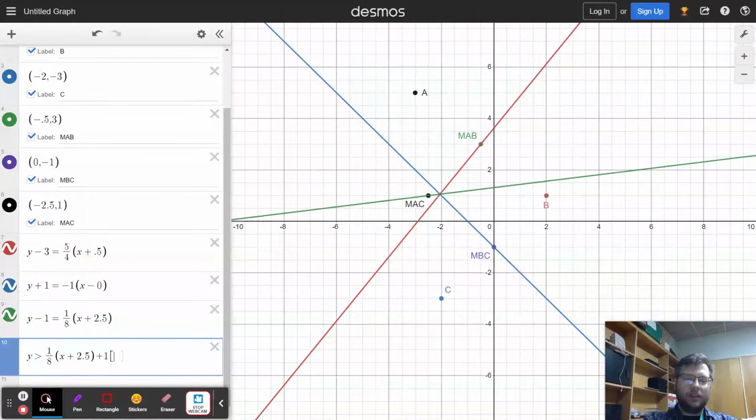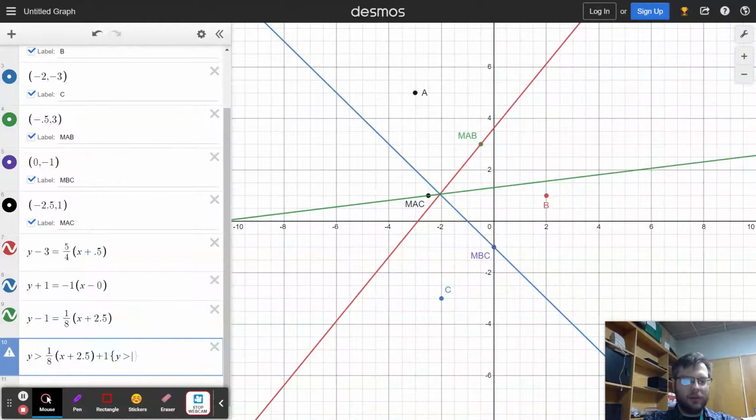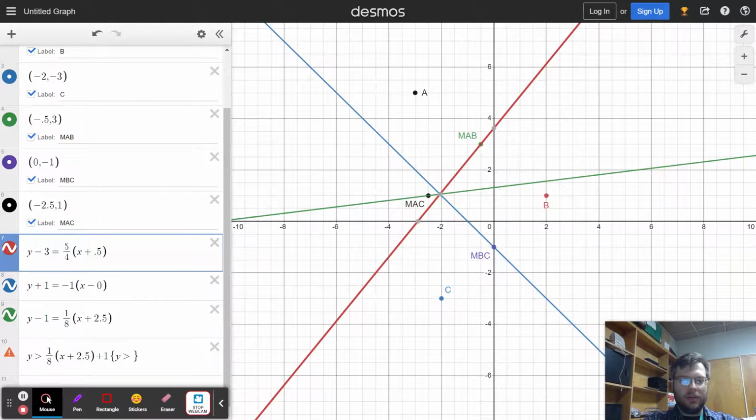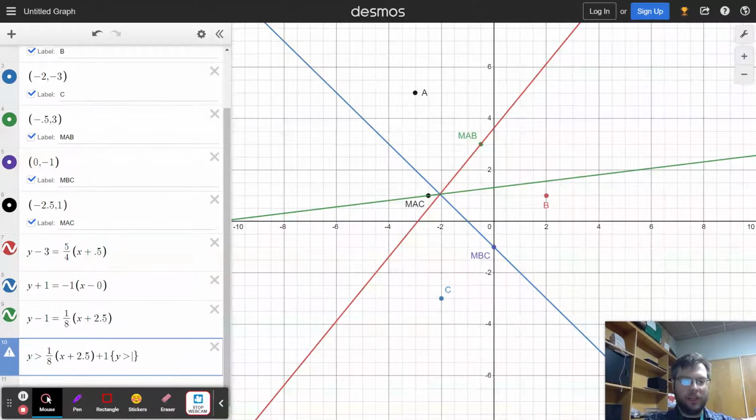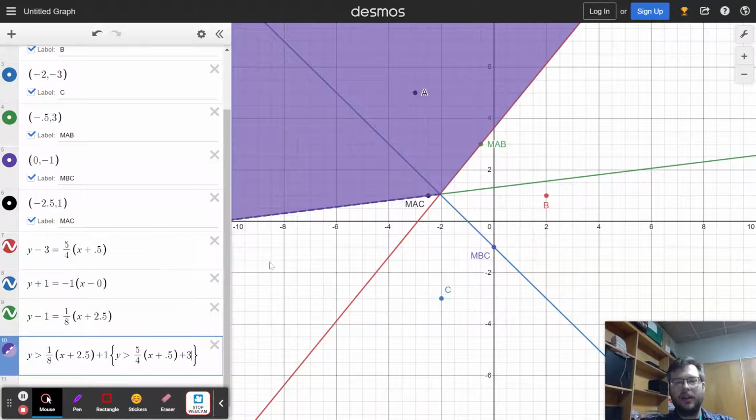So I restrict the domain using these squiggly brackets, and I say that that is only true when the y value is also above the red line, because the red line is the perpendicular bisector between A and C. That didn't quite work out because I didn't solve for y in the red equation, so I have to add 3 to solve for y. Now I've just told Desmos to shade in the area that's above those two perpendicular bisectors.